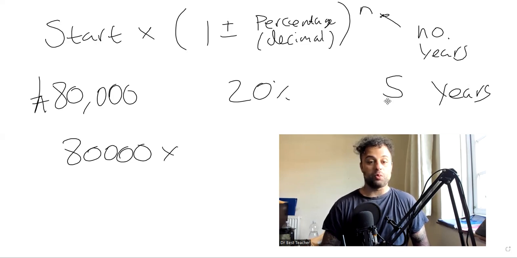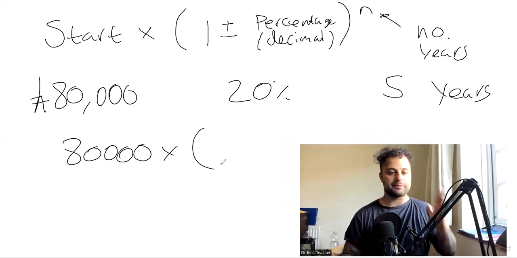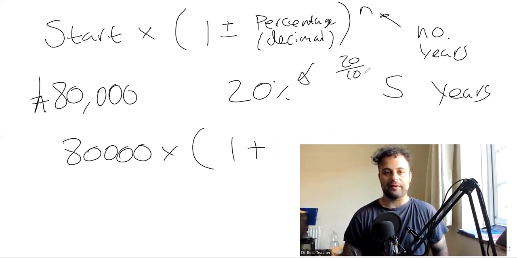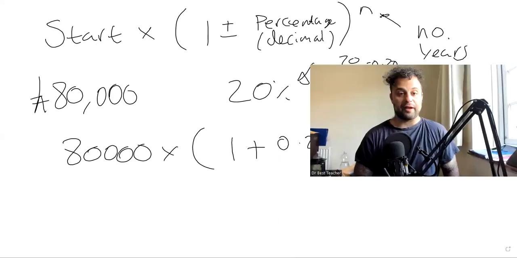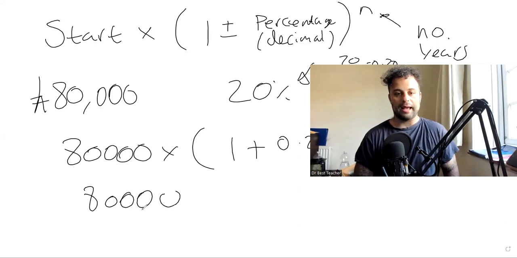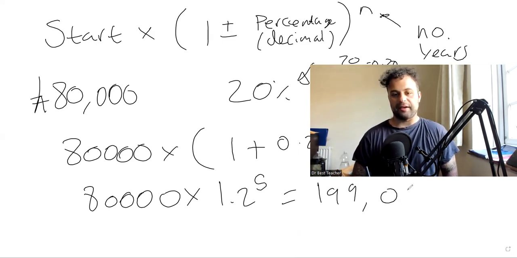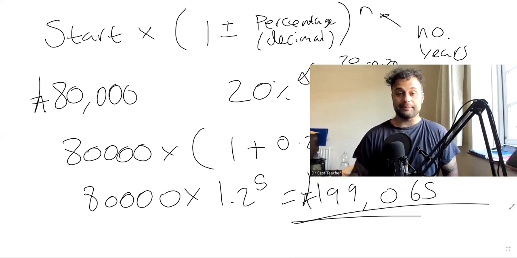Times by, this is why I always teach my percentages like this, because it kind of builds up. You do 1 plus 20% as a decimal. 20% as a decimal, you just divide it by 100, 0.20, and you've got 5 years. So you put it to the power of 5. So you do 80,000, I like to do it step by step, times 1.2 to the power of 5, which is going to give me an answer of £199,065 and so on pence. But I'm just going to write it like that for now. Okay, and that is my answer.